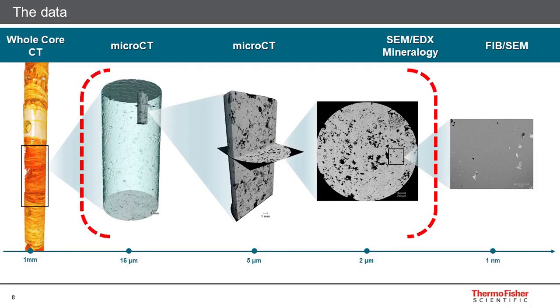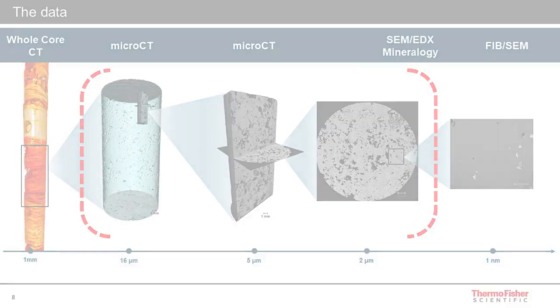Looking at this full multiscale picture, we will focus here on the three primary modalities: one acquisition of the plug with a 16 micron resolution microCT scan, one acquisition of a subplug with a 5 micron resolution microCT scan, and one acquisition of a thin section with an SEM at 2 microns.